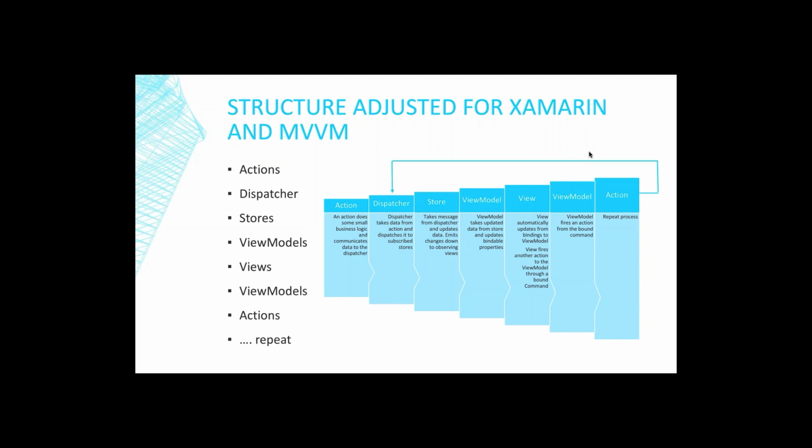And then the two-way bindings that we set up from our view model to our view is what's going to actually update our UI. And then rather than having a view actually fire against an action, our view is going to fire a command or something against our view model, and then that view model is going to call that action, which goes back to the dispatcher. So that's Flux.